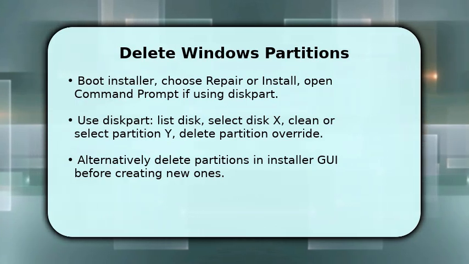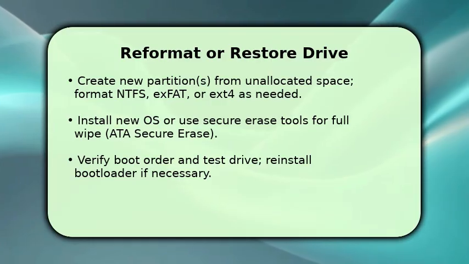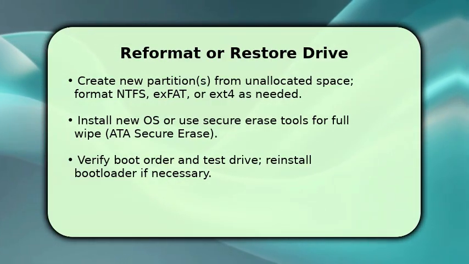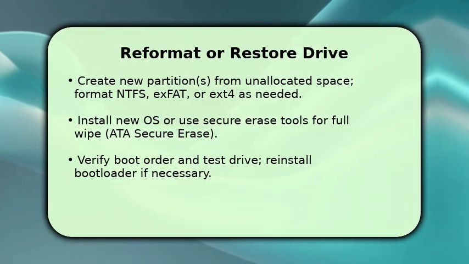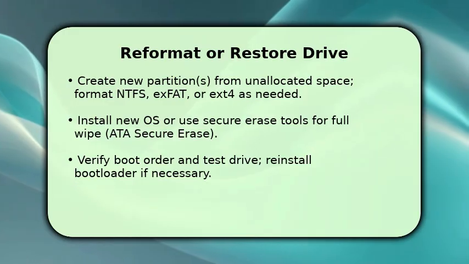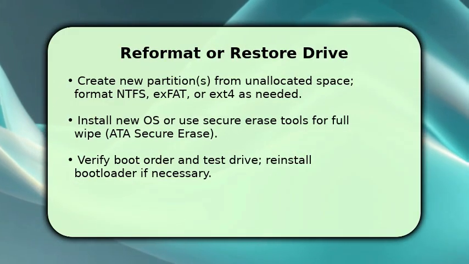You can create an NTFS partition for a Windows reinstall or format to ext4 if installing Linux. The installer will handle formatting during setup. For maximum security, use ATA Secure Erase or a dedicated wipe tool before repartitioning. Once formatted, install your chosen OS or restore a backup.